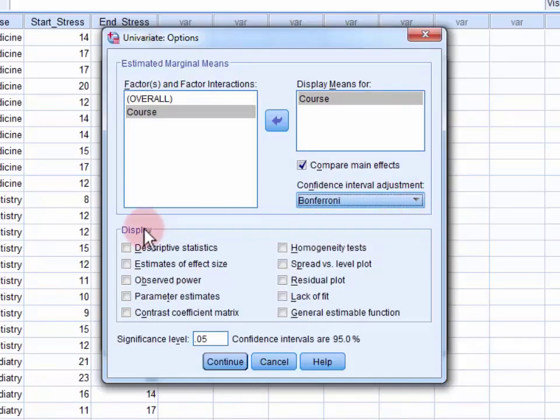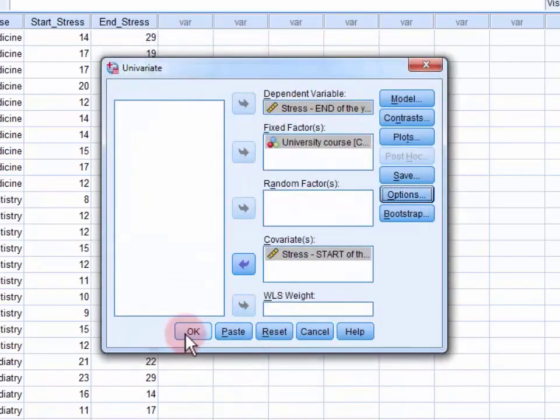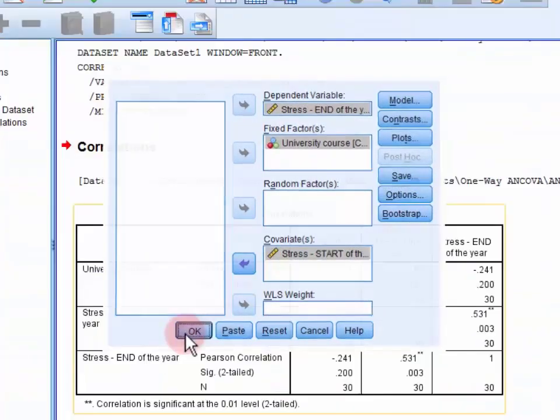In the Display field, we want to select Descriptive Statistics, Estimates of Effect Size, Observed Power, and Homogeneity Tests. Click Continue to close the dialog, and OK to run the ANOVA.